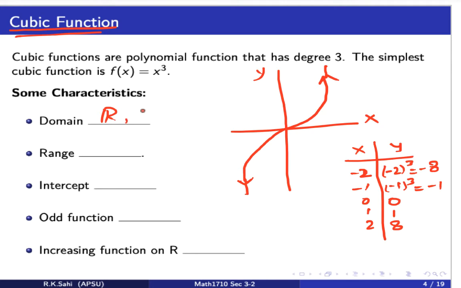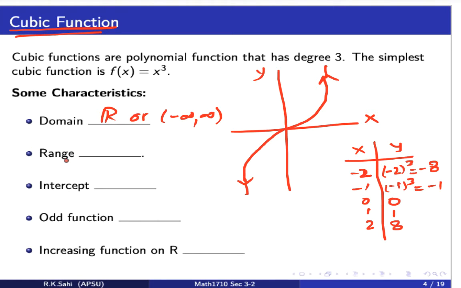Or if you remember in the set notation, minus infinity to infinity. Either one of them, guys, you can write. There's capital R, or in the set notation form, minus infinity to infinity.